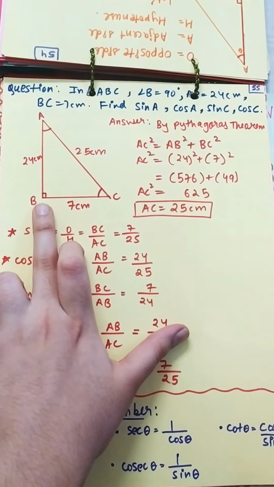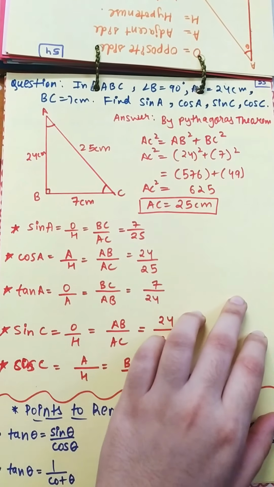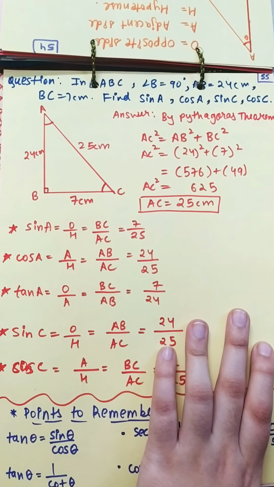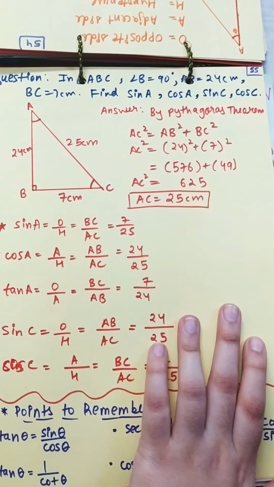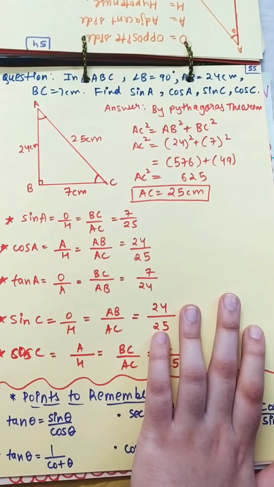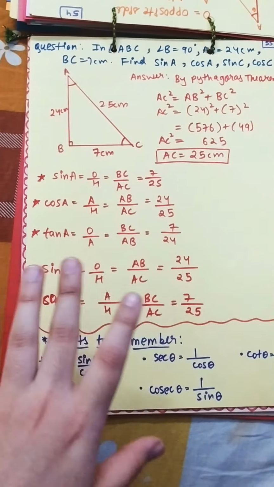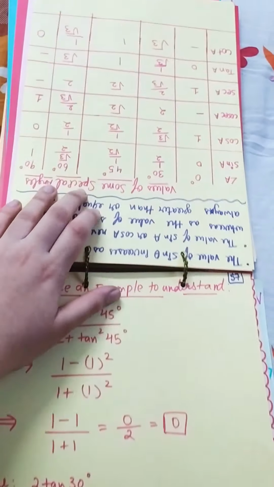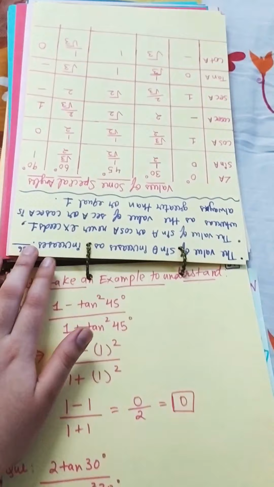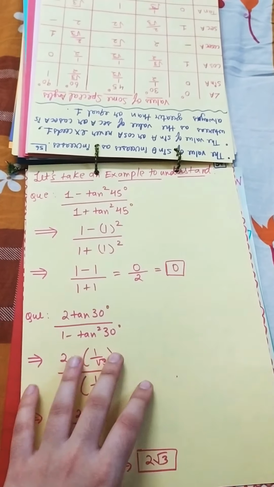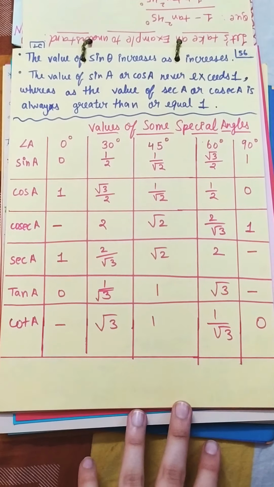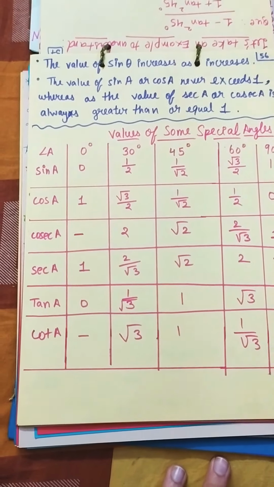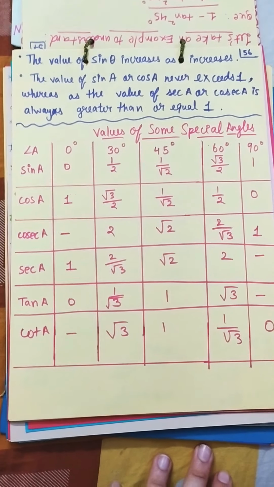B is 90 degrees and AB is 24, BC is 7 centimeters. Find sin A, cos A, sin C, cos C. So it's a problem sum. Points to remember. And then the most important, the tables. Let me show you. See, it's the values of some special angles. As you can see the table.